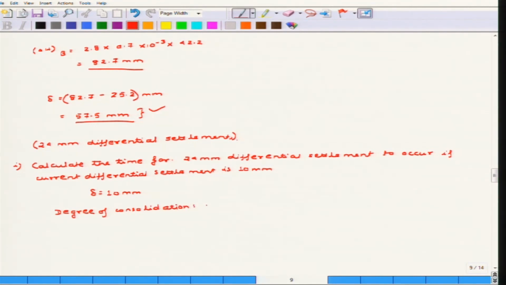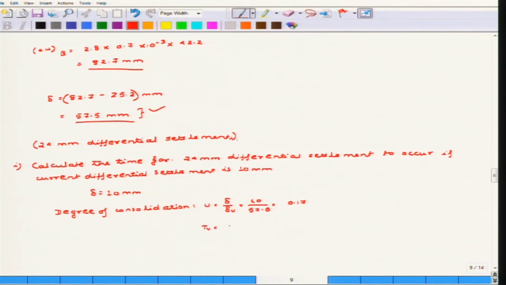So in the soil, the present degree of consolidation can be given by delta over delta ultimate. Delta is the present differential settlement, delta ultimate is the final differential settlement. This is equivalent to 10 by 57.5, so this is equivalent to 0.17. So at present 17% of the total differential settlement is going on.